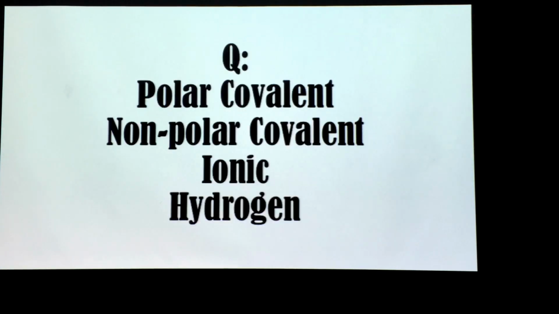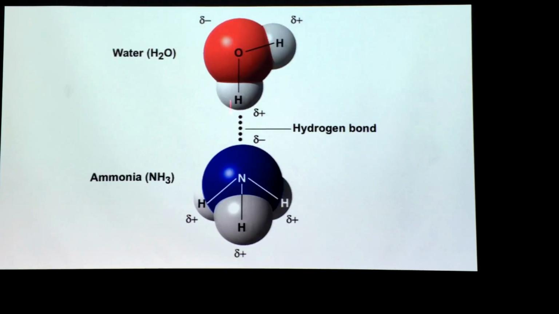Well, the fourth type of bond is the hydrogen bond. The hydrogen bond, be careful, is not within the molecule. It's not between this H and this O, this H and this O, or this H and this N. We already said what type of bond this is. This is covalent, and not just covalent, we know that this is polar covalent.